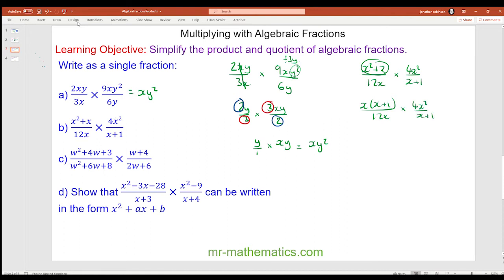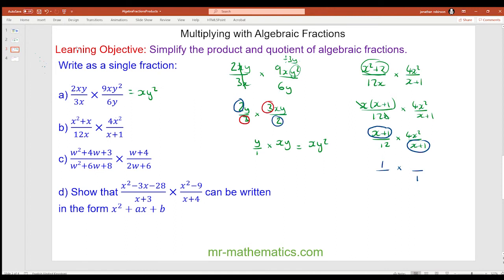And you can see we can simplify the first fraction by dividing both by x. So we have x plus 1 over 12 multiplied by 4x squared over x plus 1. And we can cross simplify with the x plus 1. So this will leave you with 1 here, and that would also be 1.